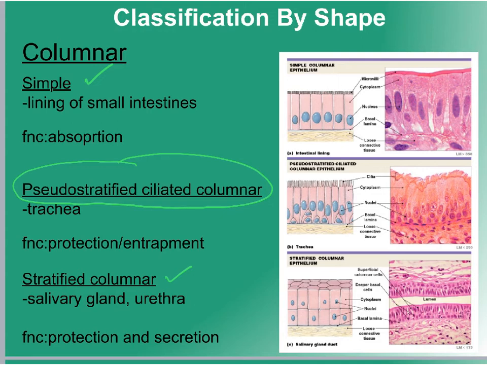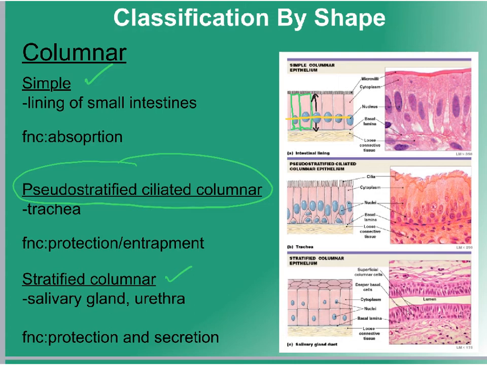So simple columnar epithelial tissue is going to be one single layer of cells, right? And remember, the thing with the nuclei of columnar cells is that they're closer to the basal surface than they are to the apical surface. So the nuclei kind of line up in the same plane. You could almost draw a straight line right through the middle of those nuclei. That's one characteristic of simple columnar epithelial tissue.